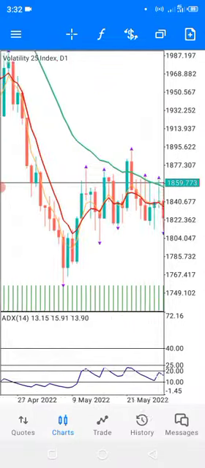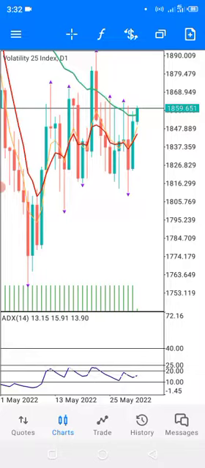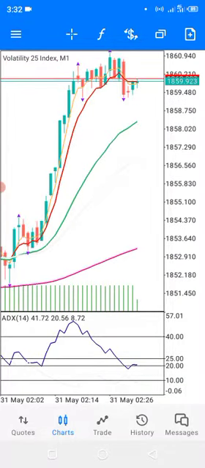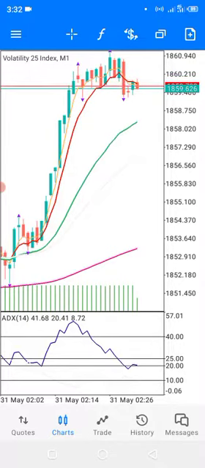So I want us to look at this VIX 25 index, and at what the daily time frame is saying. It's pointing in an upward movement. Now let's go to the 1 minute time frame. Look at what it's saying. The direction is still upward, but it is about to do a reversal to the downward movement.